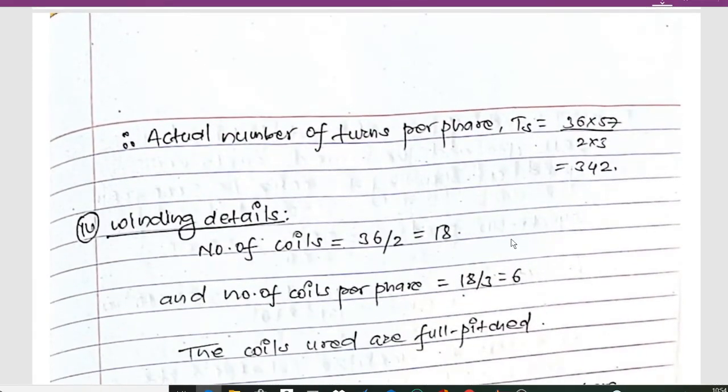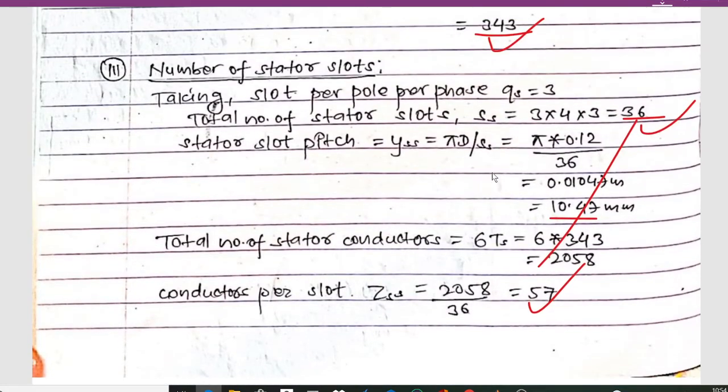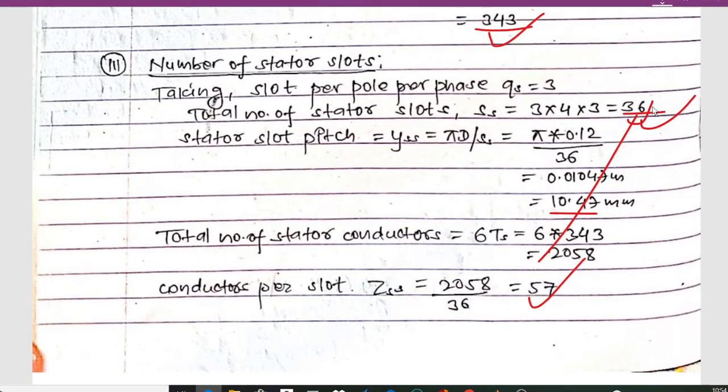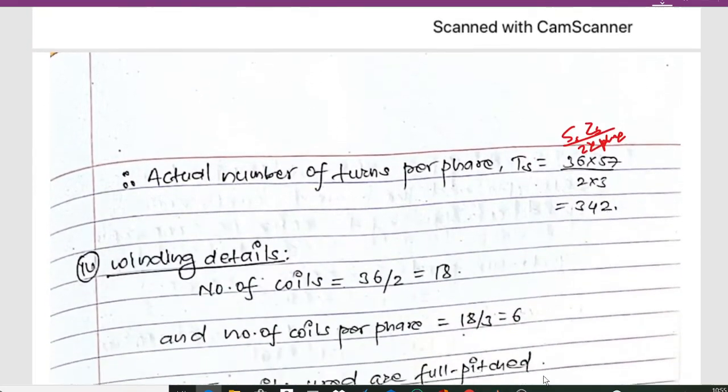And now the actual number of turns per phase is given as TS equals SS into ZS upon 2 into the number of phases. Here we have used 36 as SS and 57 as ZS, so 36 into 57 over 2 into 3, and this is going to give 342.